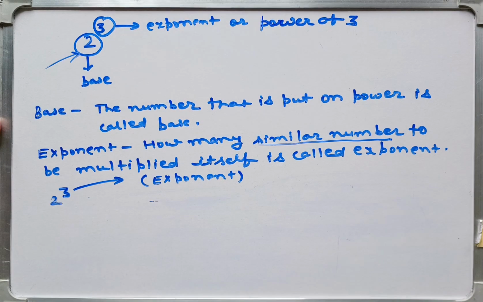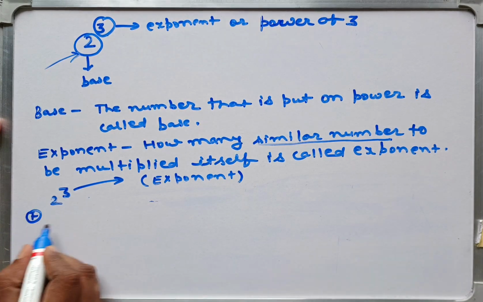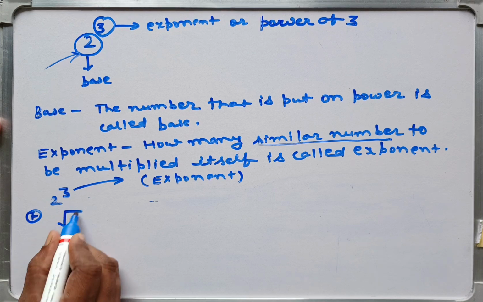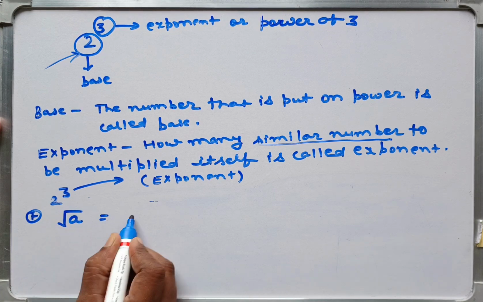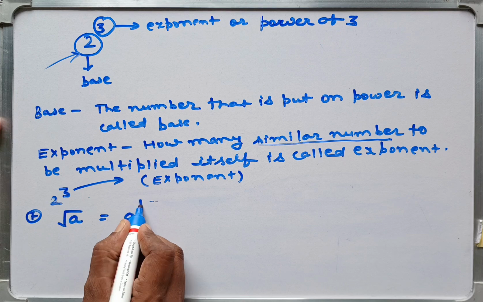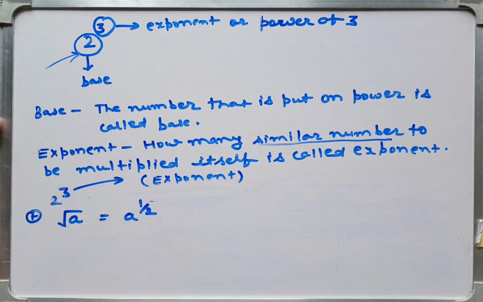The seventh one, guys: suppose a number is written like this, root of a. You can write it as a to the power of 1 by 2. And for the general case, suppose the nth root of a is given, so you can write it as a to the power of 1 by n.